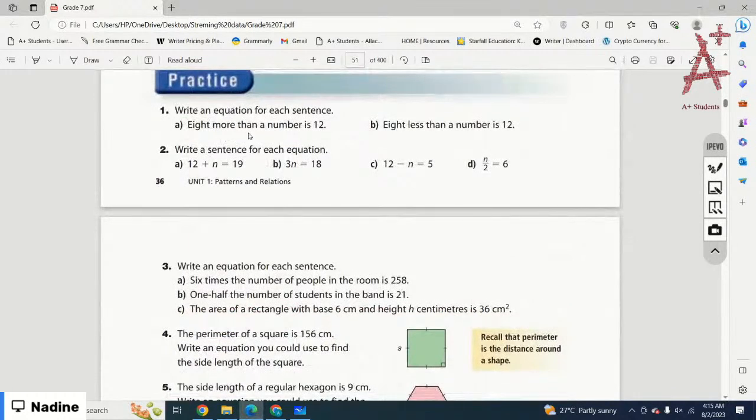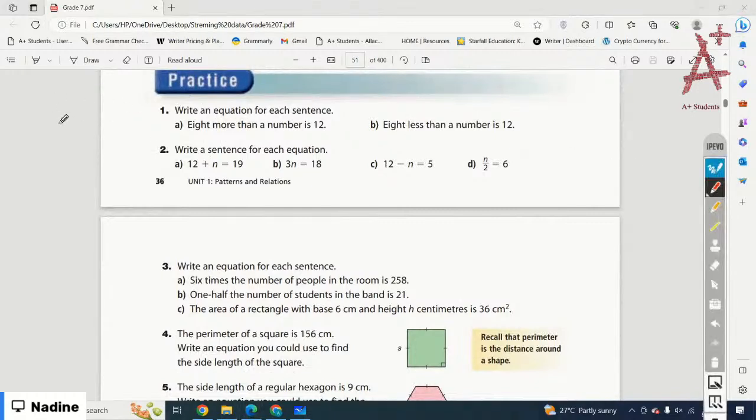Okay, here are the practice questions. Write an equation for each sentence. 8 more than a number is 12. 8 more than a number. You don't know what number it is, right? So let's suppose the number is x. 8 more means if you add 8 to a number, it makes 12, right?